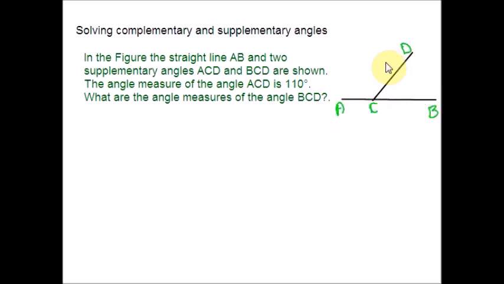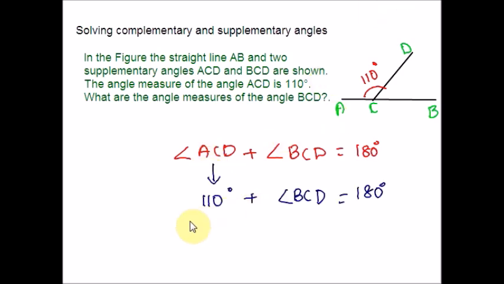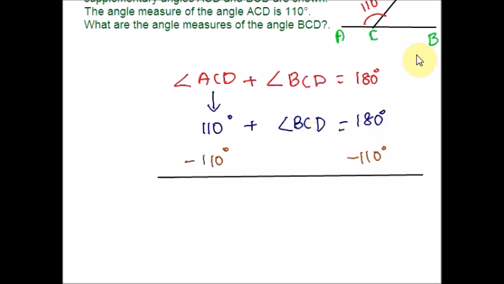One half of the angle is given. We are supposed to find the other one. It is given that ACD is 110 degrees. Since the angles ACD and BCD are supplementary, their sum is the straight angle. Am I right? So adding these two angles, the total would be 180 degrees. Just plug in the value 110 here. Subtracting both the sides by 110, BCD would be 180 minus 110, which is equal to 70 degrees. So the angle measure of the angle BCD is 70 degrees.